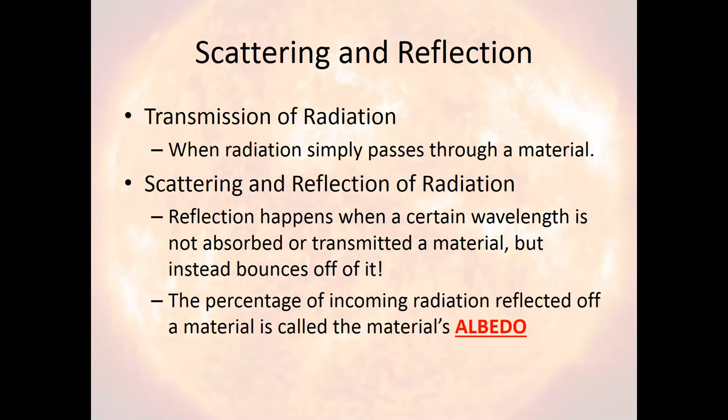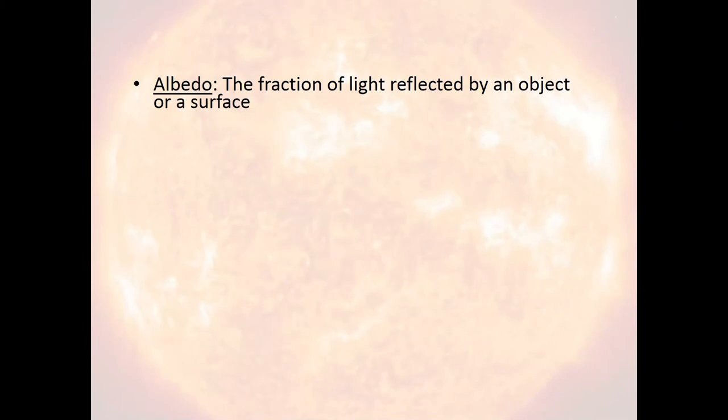Another 6% is scattered. And in scattering, basically what happens is a beam of radiation hits that gas and is then scattered in many different directions. Now, we call the percentage of radiation that's reflected or scattered off a material that material's albedo. The Earth has an albedo of approximately 30%, or if you use decimal instead of percentages, 0.3. And we'll talk more about albedo when we get into climate change, because albedo actually has some major implications on climate change. But let's uncover it a little bit more. So, albedo is the fraction of light reflected by an object.